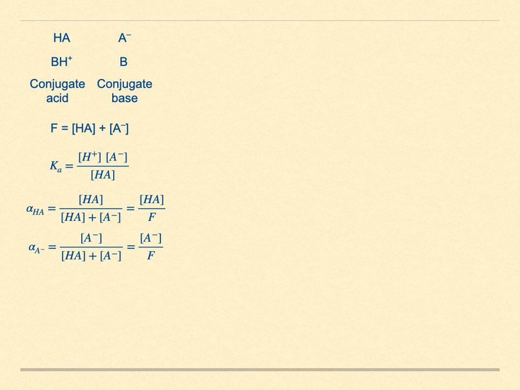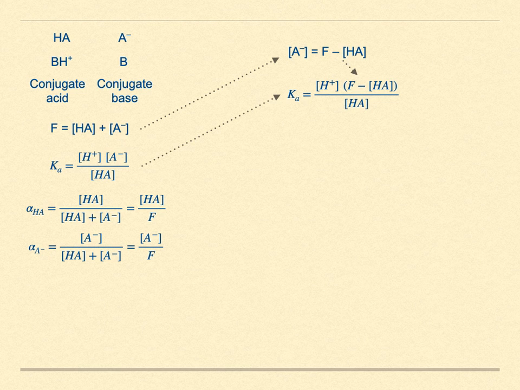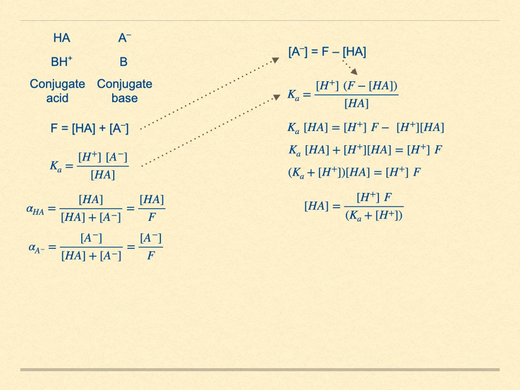Well, let's first work towards the HA fraction. Rewrite the formal concentration and solve for A-. Substitute into the Ka expression. Expand and solve for HA. Substitute into the equation defining the fraction of HA. F cancels out, and the fraction in the form of HA depends only upon Ka and the hydronium ion concentration. It doesn't depend upon the formal concentration.